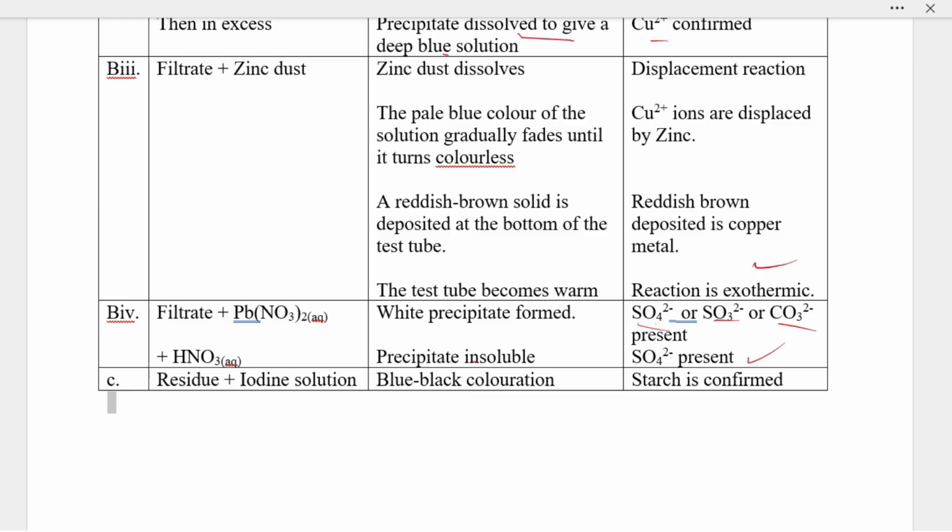Now, if you work on the residue plus iodine solution, it will always give us a blue-black coloration, which confirms starch. Now, looking at this equation before we conclude: zinc dust, Zn, plus CuSO4, of course, you are going to have ZnSO4 plus Cu. So these are the displacement reactions happening in this particular compound.